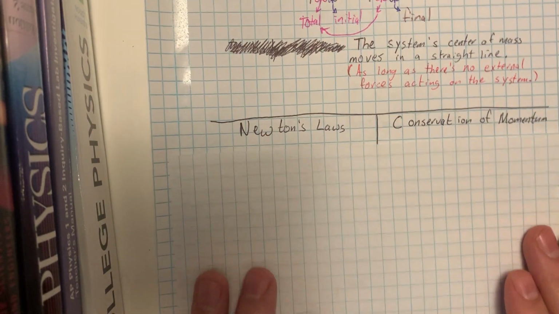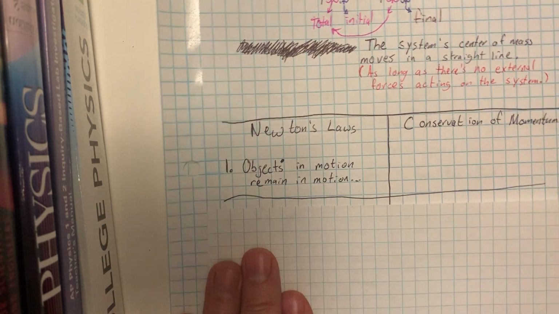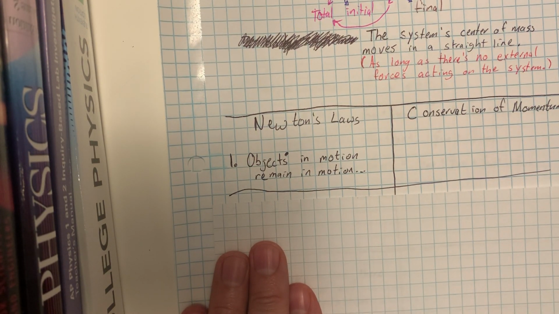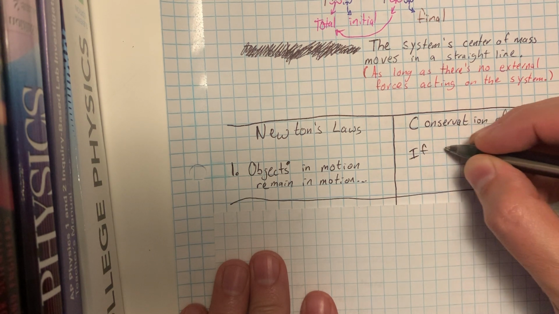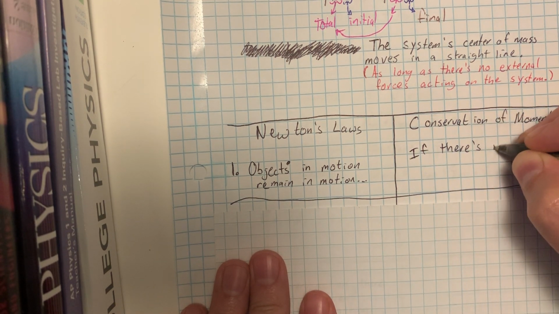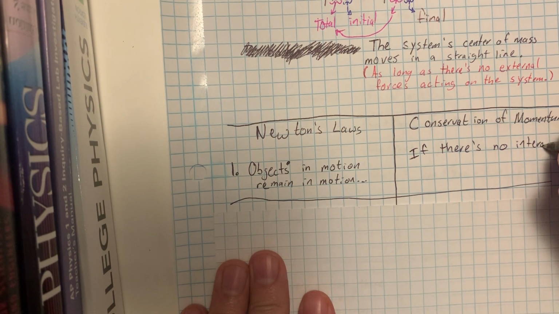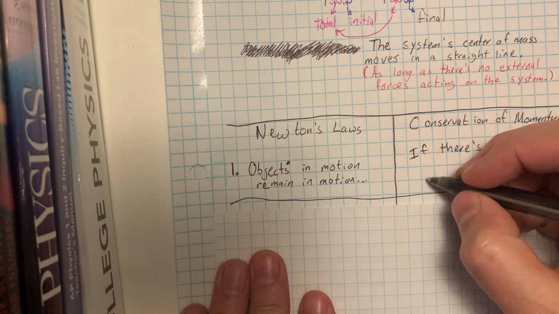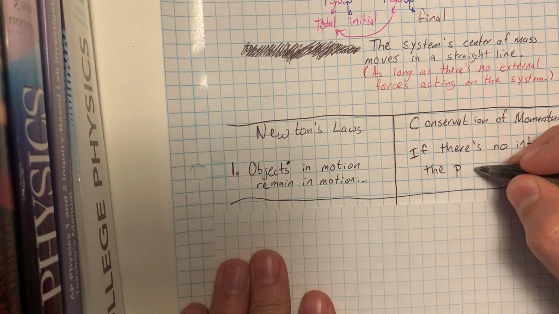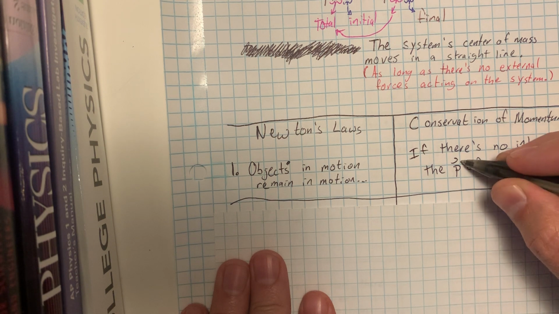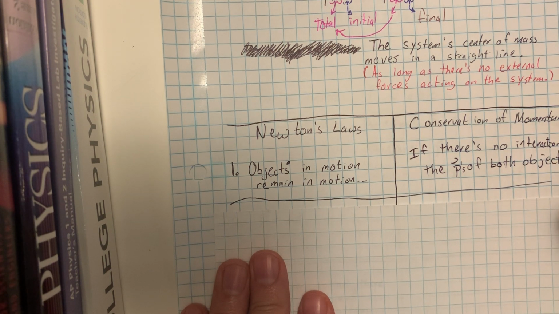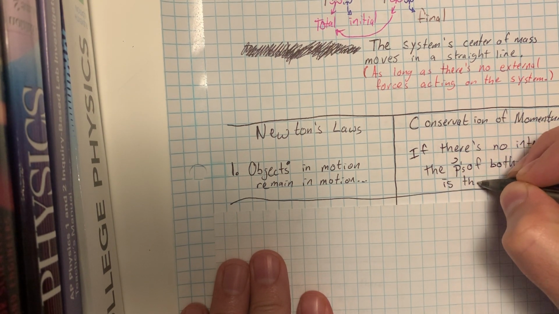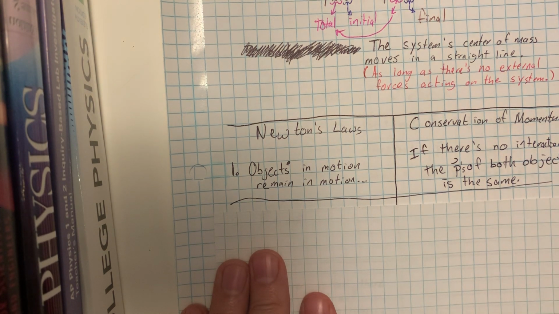so real quick, Newton's laws and conservation of momentum. Objects in motion remain in motion. That's Newton's first law, right? Conservation of momentum, basically, if there's no interaction, so no collision, no explosion, the momentums of both objects, or all the objects in the system, is the same.